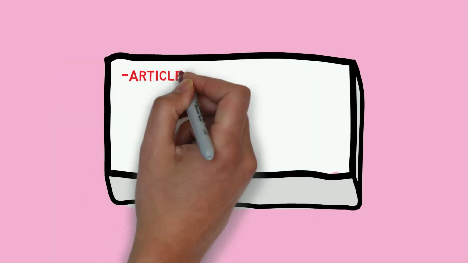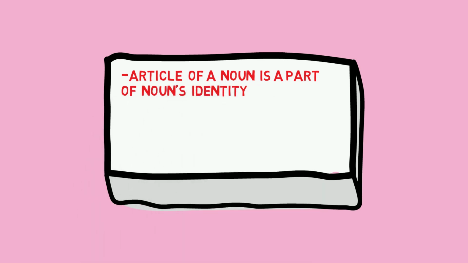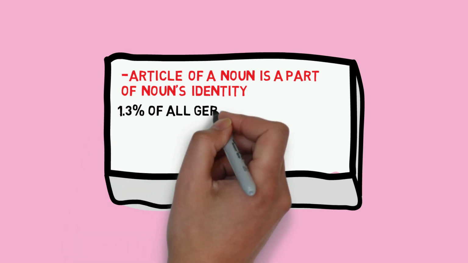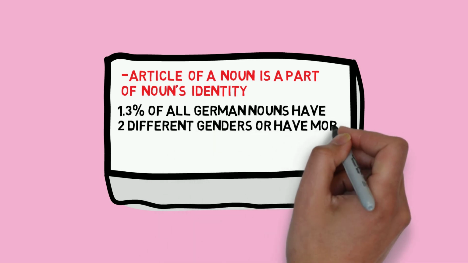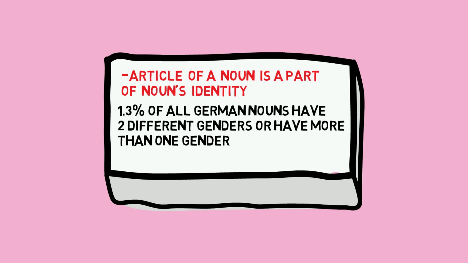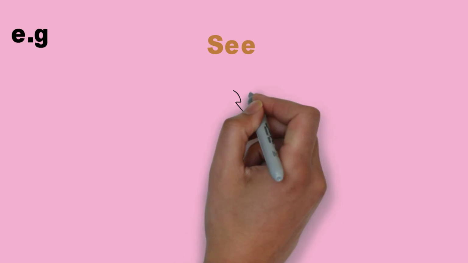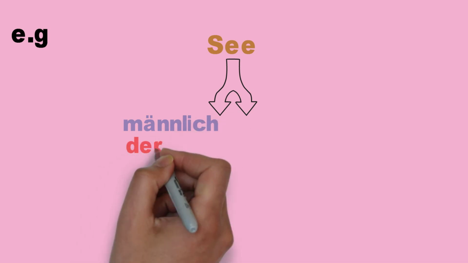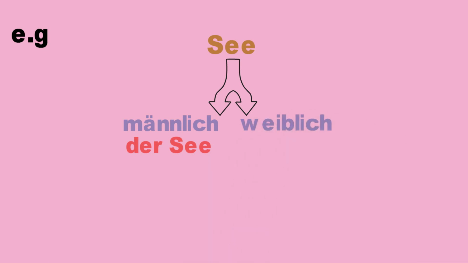In German, the article of a noun is a part of that noun's identity. Let me explain you that. One point, 93% of all German nouns have two different genders or have more than one gender. For an example, we will take the noun See. This noun have two different articles. One is männlich, so it should be der See. Another gender is weiblich, so here it should be die See.